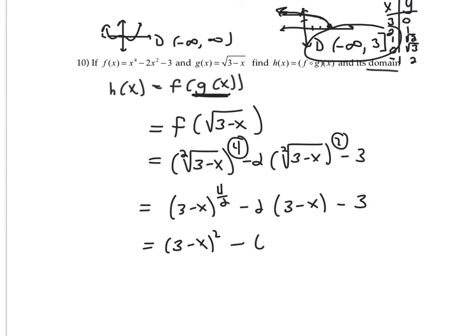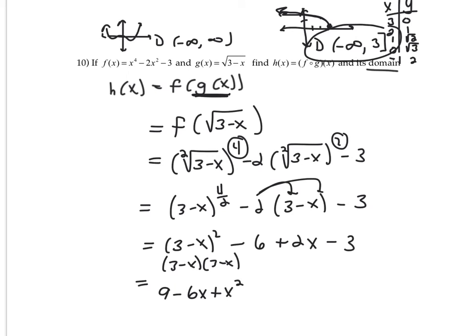So I'm going to expand that part. So negative 2 times 3 is negative 6. Negative 2 times negative x is positive 2x, minus 3. Okay, expanding this, remember we have to write it out twice. Use FOIL, but hopefully you're at the point you can do that in your head. You've got 9 minus 6x plus x squared, minus 6 plus 2x minus 3.